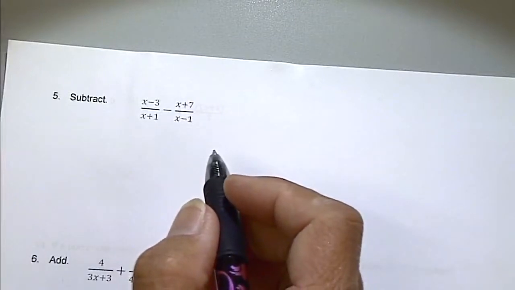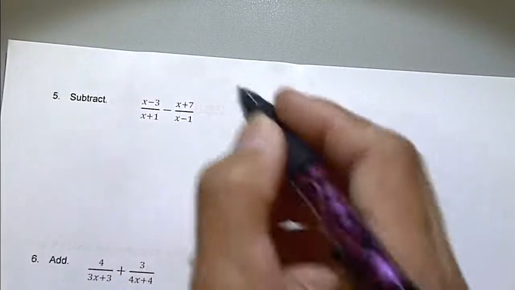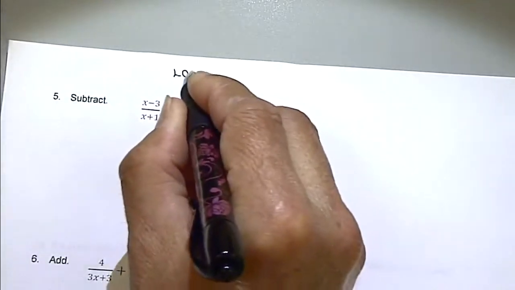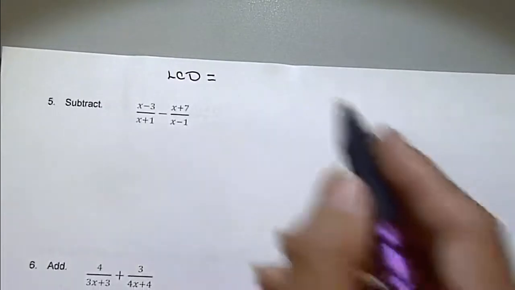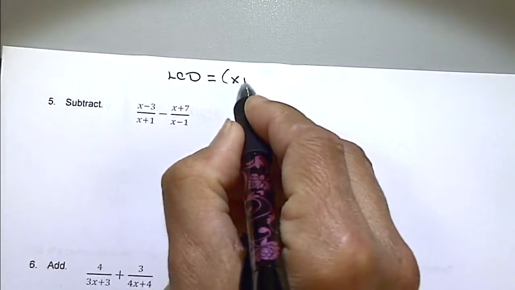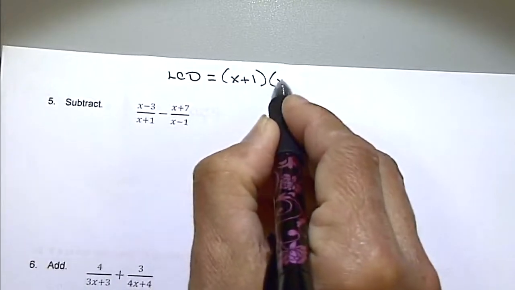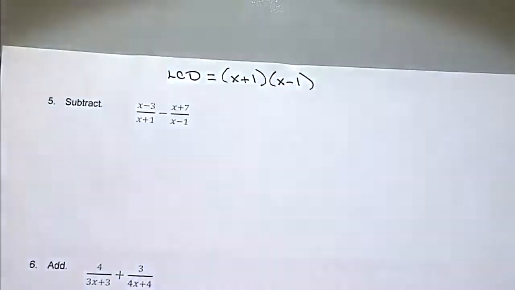Do you remember how we did this? Your least common denominator for these two fractions, it's going to have to include both of them. Make sense? Remember this one? We have to say it's x plus 1 times x minus 1. Now, you know that's going to end up with a difference of two squares, and it's going to end up with x squared minus 1, but let's not go there. Let's keep it factored, okay? X plus 1 times x minus 1, that's my LCD.